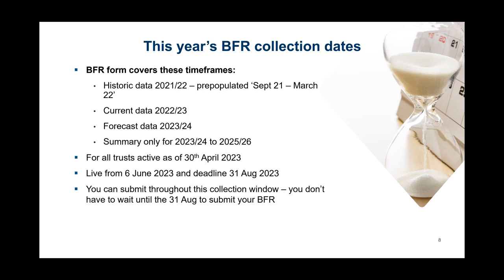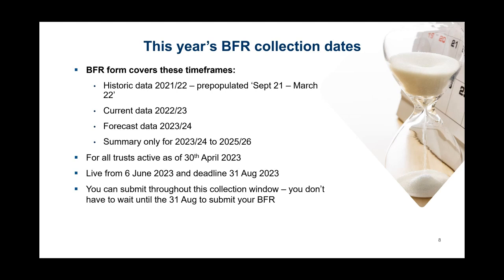Trusts who have to do this: if your trust was active as of the 30th of April 2023, you're in scope, and you should have received emails already telling you that the return's ready and live, with some details about guidance. This year, the deadline is the 31st of August. Usually it's the end of July, but this year we moved it out by a month, based on feedback from trusts from last year.